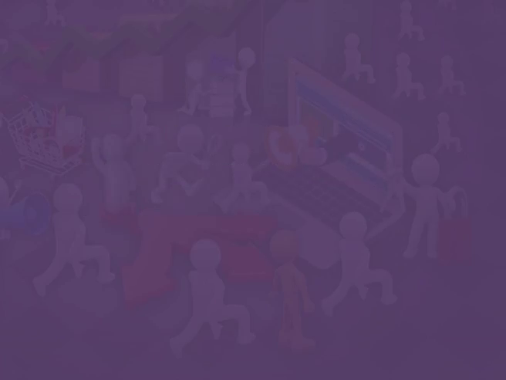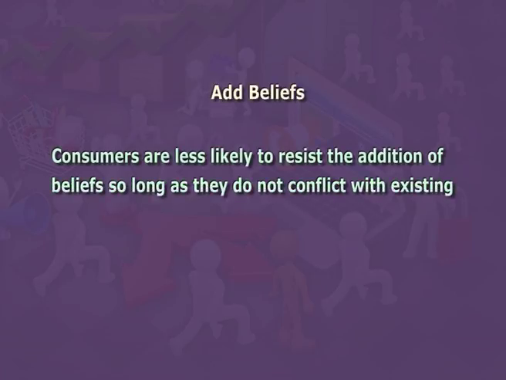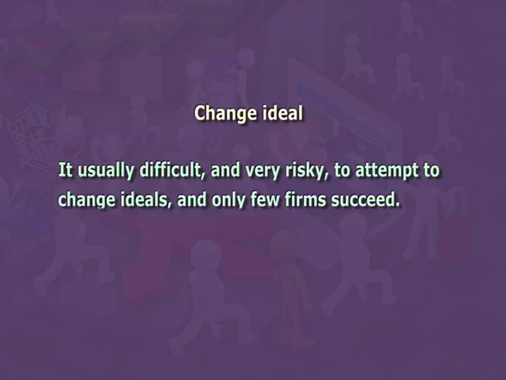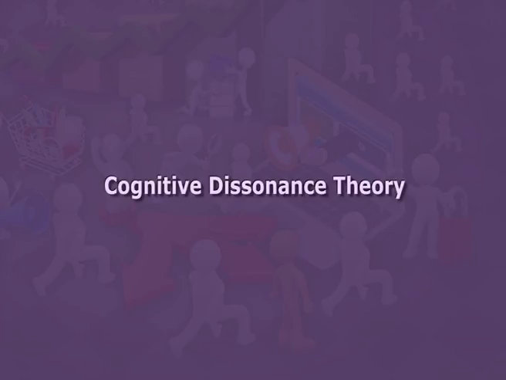Thirdly, add beliefs. Consumers are less likely to resist the addition of beliefs so long as they do not conflict with existing beliefs. Thus, the beef industry has added beliefs that beef is convenient and it can be used to make a number of creative dishes. Vitamin manufacturers attempt to add the belief that stress causes vitamin depletion, which sounds quite plausible to most people. Fourthly, change ideal. It is usually difficult and very risky to attempt to change ideals, and only few firms succeed. For example, Hard Candy may have attempted to change the ideal away from traditional beauty towards more unique self-expression. Now, let us study about cognitive dissonance theory.